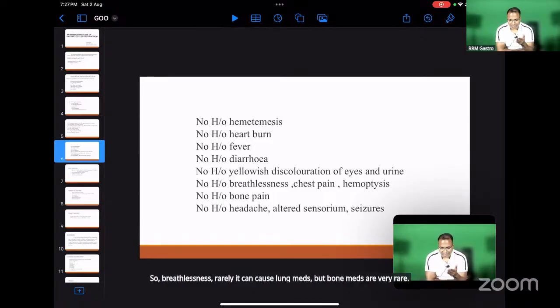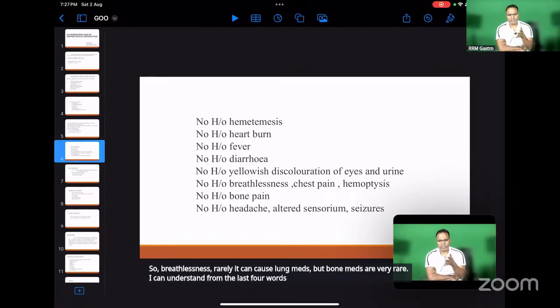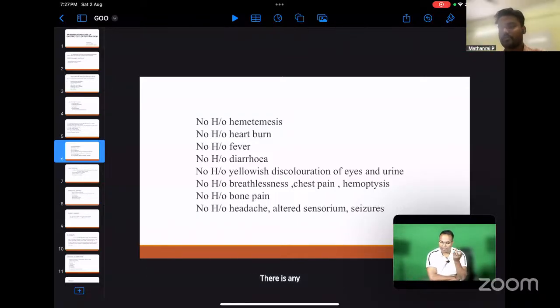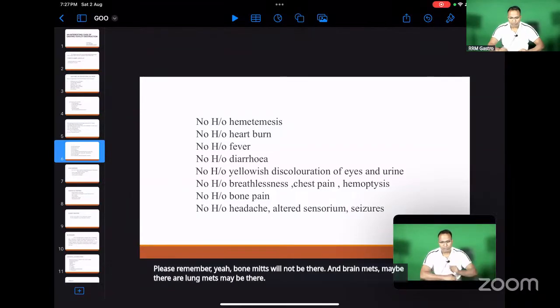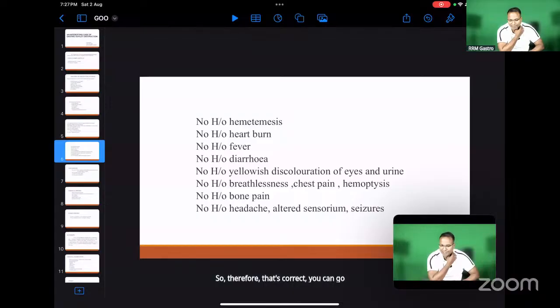I can understand that from the last four points, yellowish discoloration and breathlessness, you wanted to know whether there is any metastasis. Please remember, bone mets will not be there, and brain mets may be there, lung mets may be there. So that's correct. You can go on next.